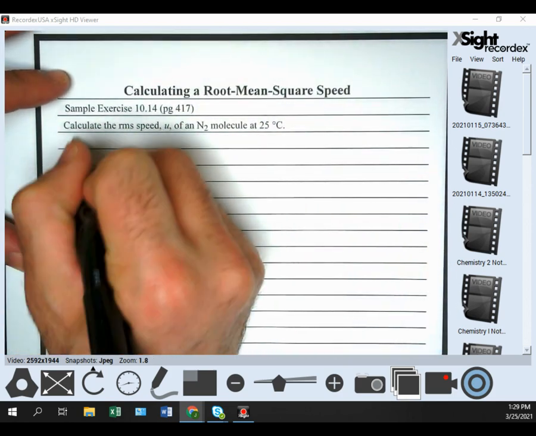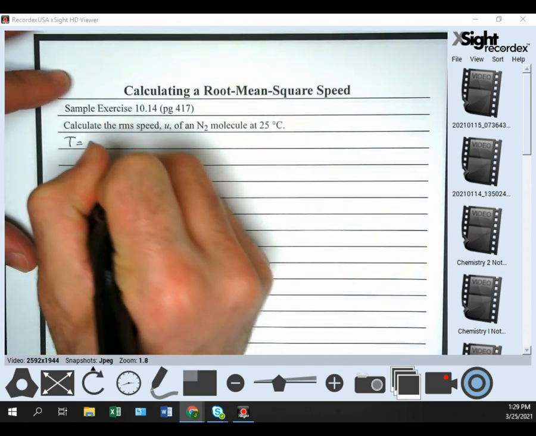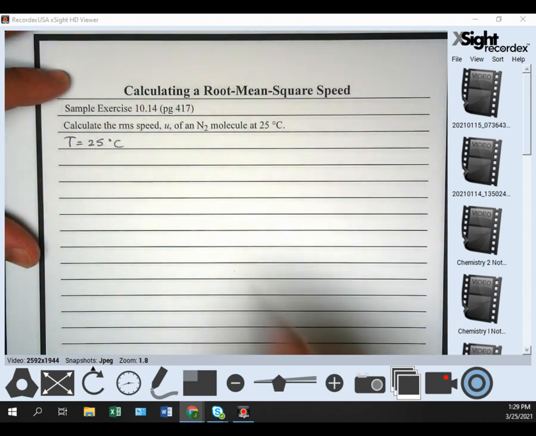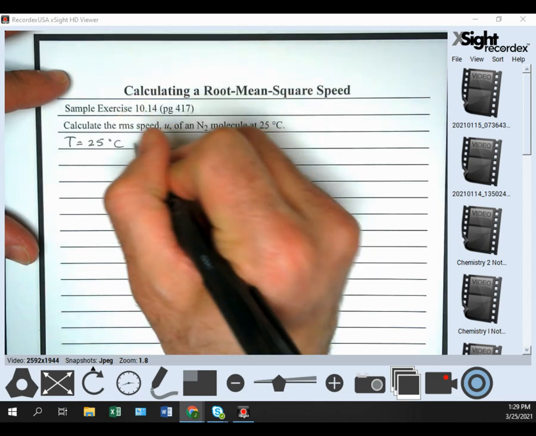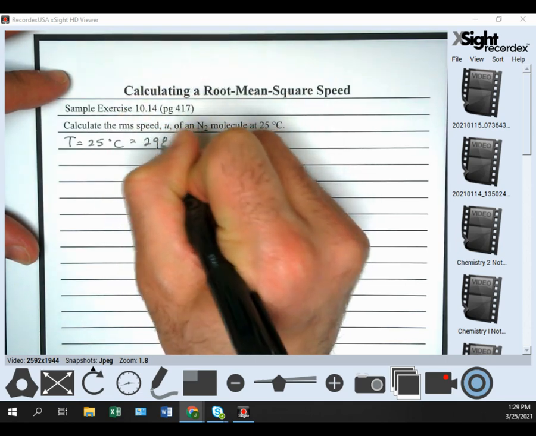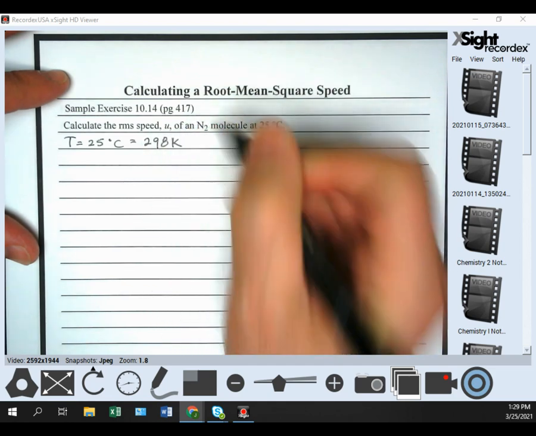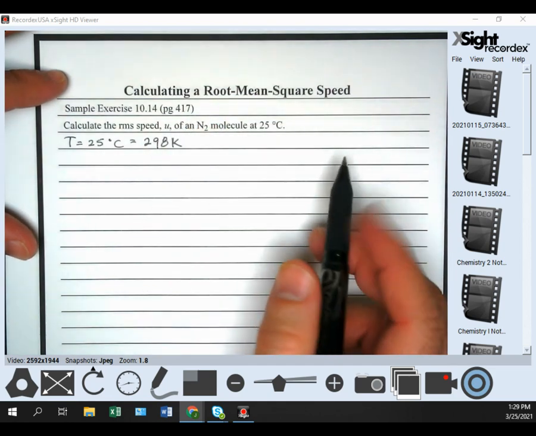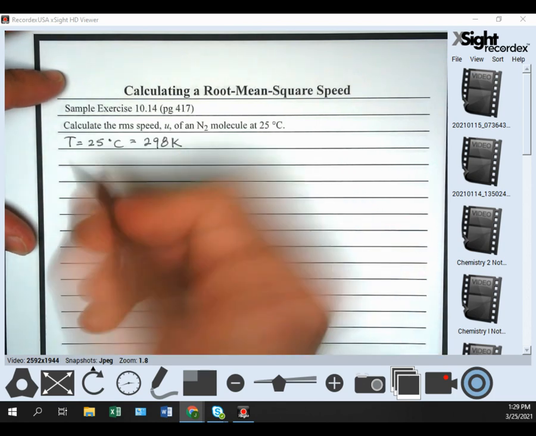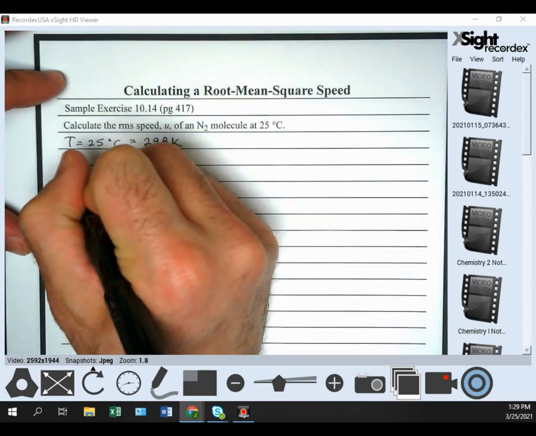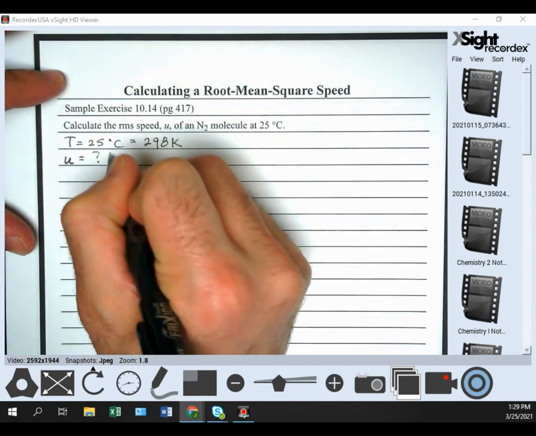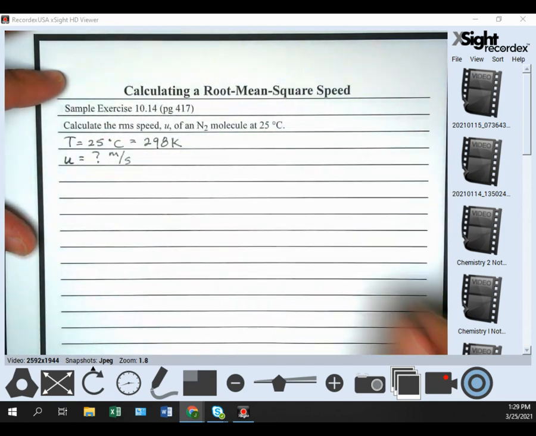So we've got a temperature of 25 degrees Celsius, right? Which in kelvins is, we had 273, so it's 298. Is that right? Yeah. Okay. We know we're looking for U, the RMS speed. So the RMS speed is going to be in meters per second is the label that we're going to want.